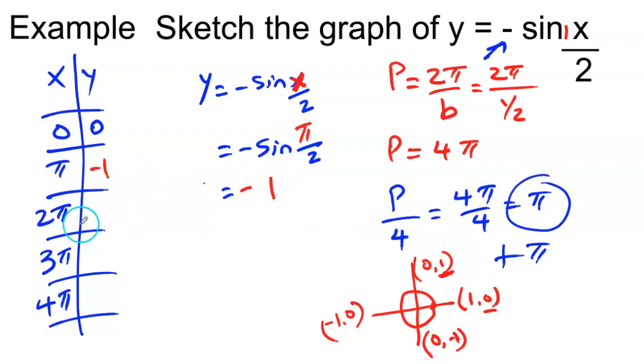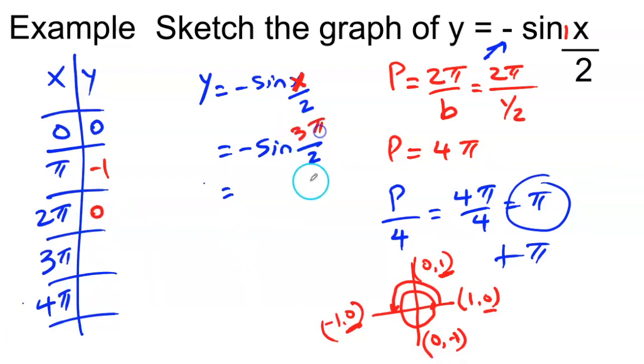Now, what about plugging in 2 pi? That's my next value. 2 pi divided by 2 is going to give me negative sine of pi. And pi is all the way here, and the sine is 0. Therefore, it's going to be negative 0.